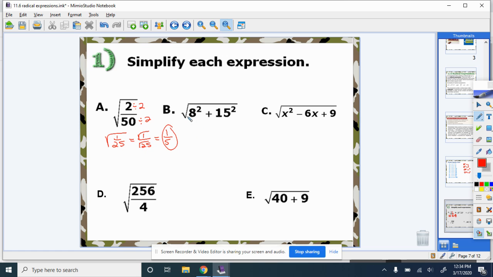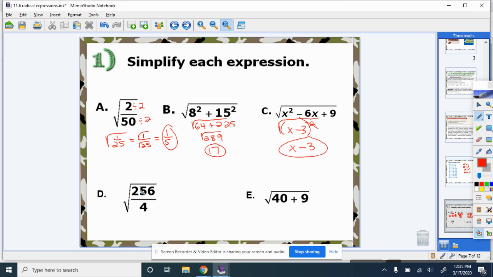For question B, we're just going to evaluate using order of operations. 8 squared is 64, 15 squared is 225, the sum is 289, and 289 is a perfect square, it's 17. If you had a calculator, you could type in second x squared 289, enter, and it would tell you it's 17. For C, this is a perfect square trinomial. If you remember, we can factor that as x minus 3 quantity squared. When you take the square root of something squared, you're simply left with that original expression.